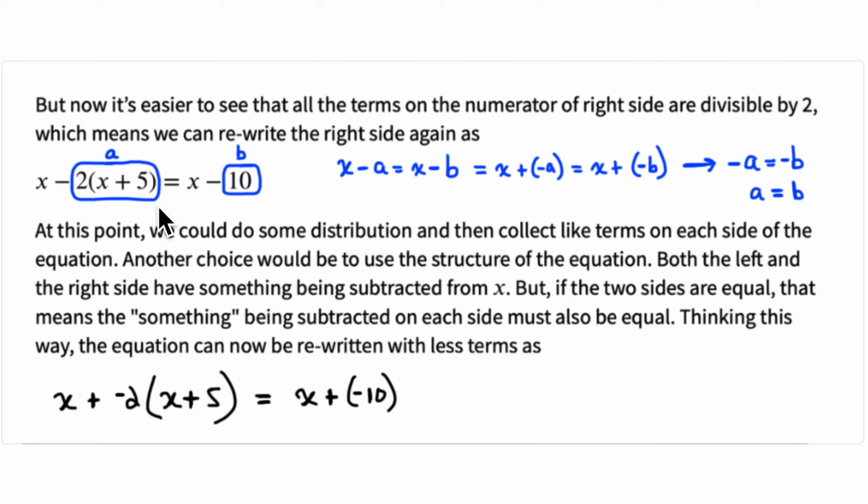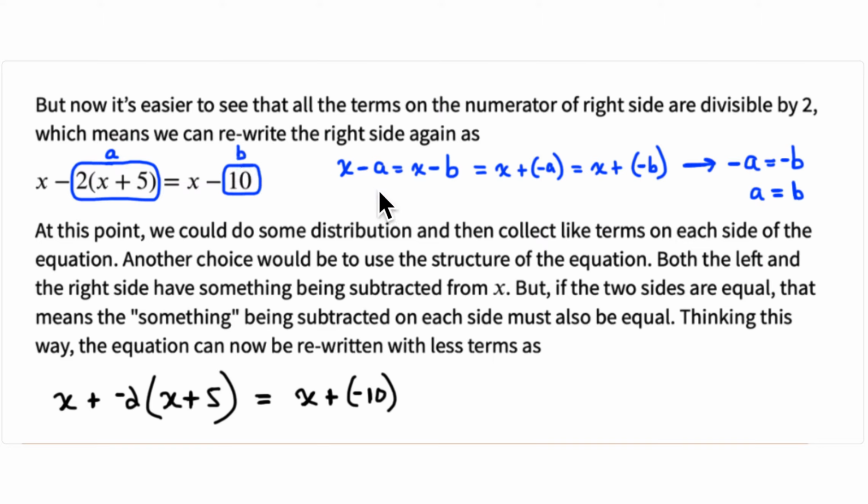Now, a way to think about this, I think this makes it clearer, maybe not, just a different way to think about it. Think about this part of the equation as a, and think about this part of the equation as b. So now I have x minus a equals x minus b. Well, what does that tell you about a and b? It means that they have to be equal to each other.